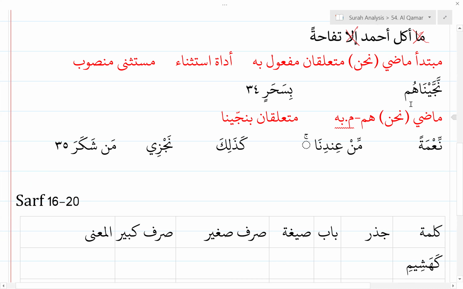So najjaynahum, we rescued them. It doesn't answer the question what or who. We rescued the ni'mah? No, we rescued them. So you see, them is a maf'ul bihi here. It makes sense. We rescued them, or we saved them. But ni'mah, what kind of question does it answer?